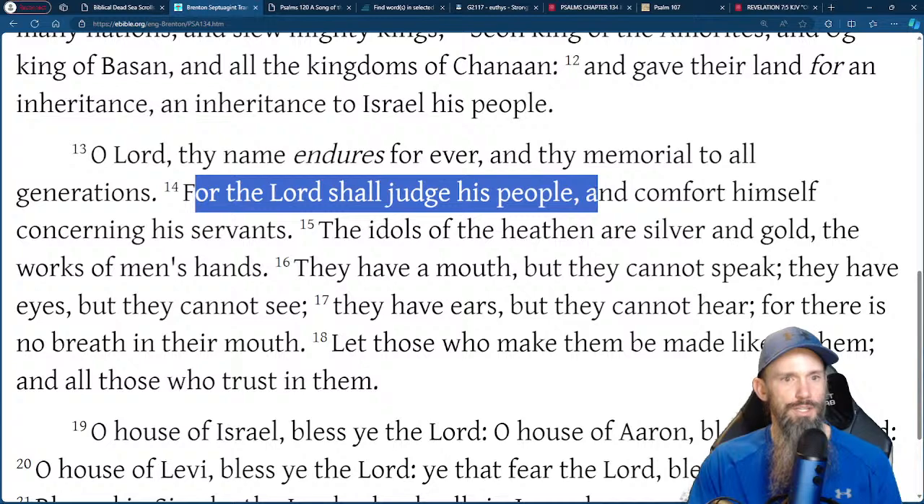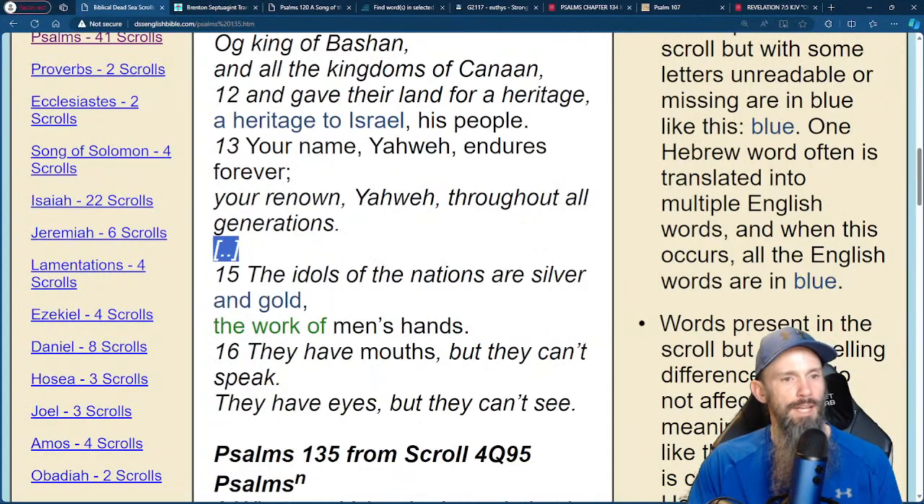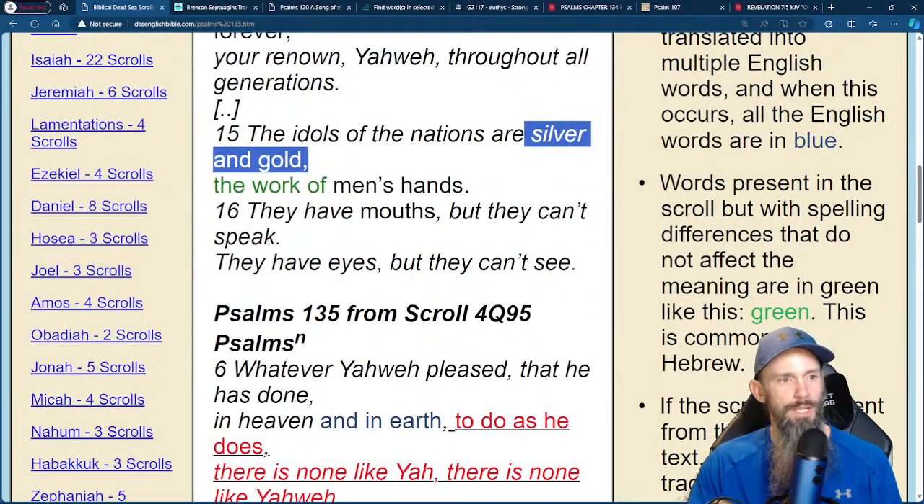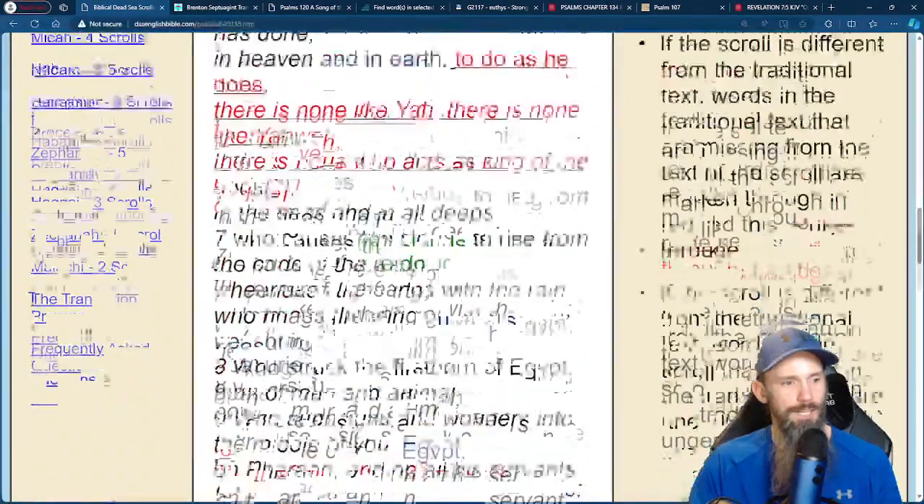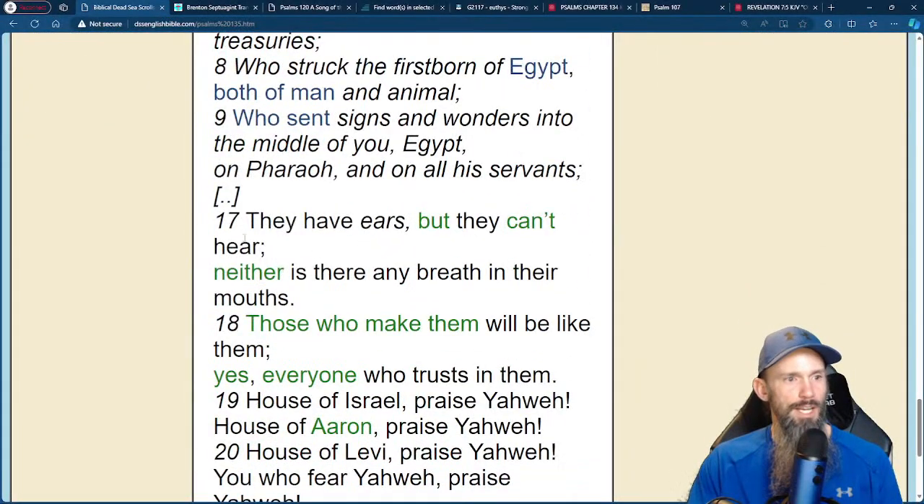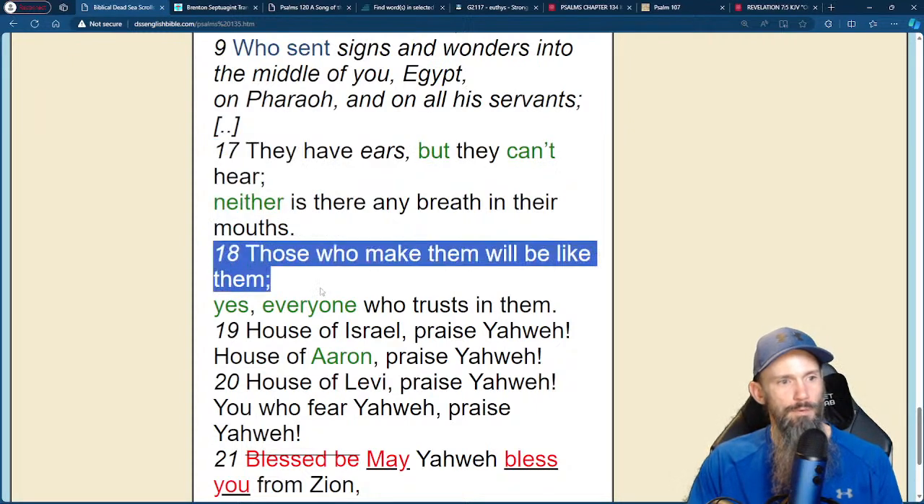For Yahuwah shall judge his people and comfort himself concerning his servants. The idols of the nations are silver and gold, the work of men's hands, where they put on Christmas trees. Jeremiah 10. They have mouths, but they can't speak. They have eyes, but they can't see. They have ears, but they can't hear. Neither is there any breath in their mouths. What did we read earlier? Those who make them will be like them. So the people will be like their idols. Yes, everyone who trusts in them.